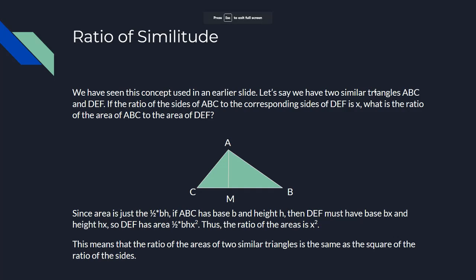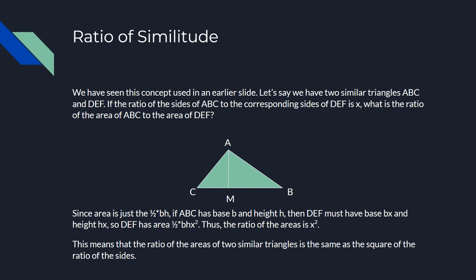Let's go a little bit more over just the ratio of similitude in general. Let's say we have two similar triangles ABC and DEF. If the ratio of the sides of ABC to the corresponding sides of DEF is x, what is the ratio of the area of ABC to the area of DEF?